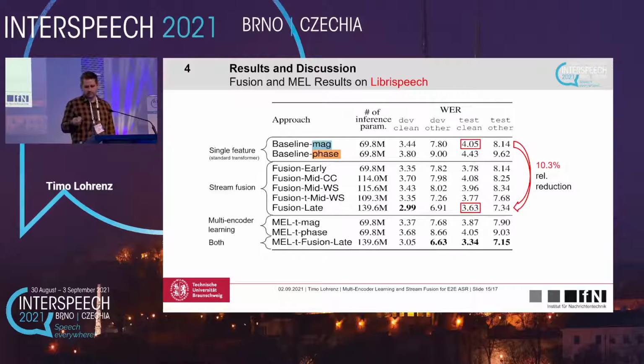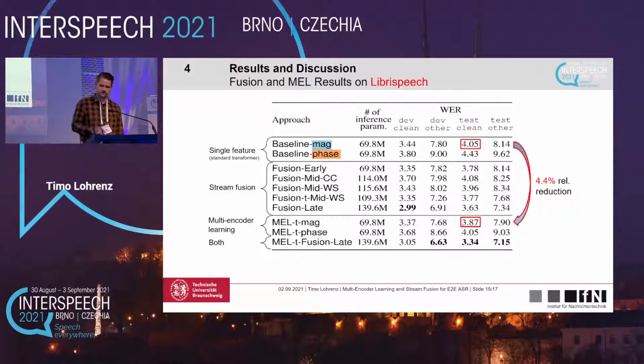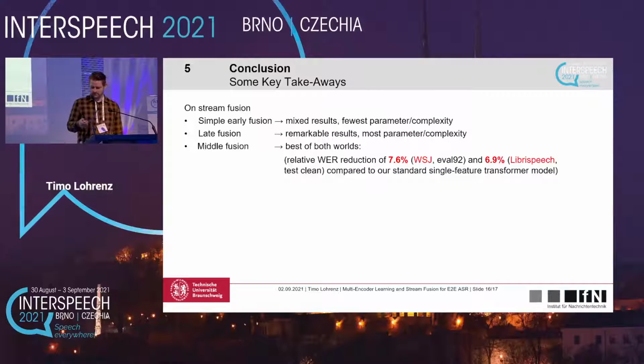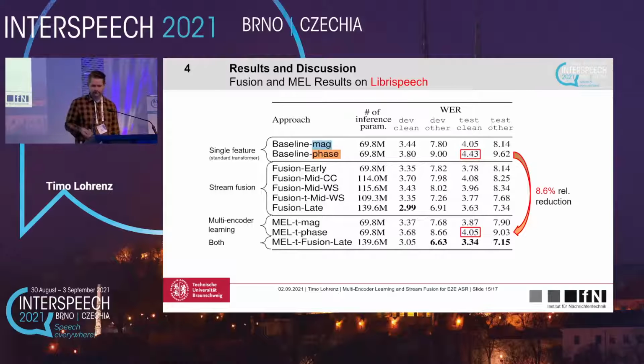And for the multi-encoder learning approaches, it's the same. We get some consistent improvement by doing multi-encoder learning without adding complexity. If we combine both, we are also pretty good with 3.34% on test clean.